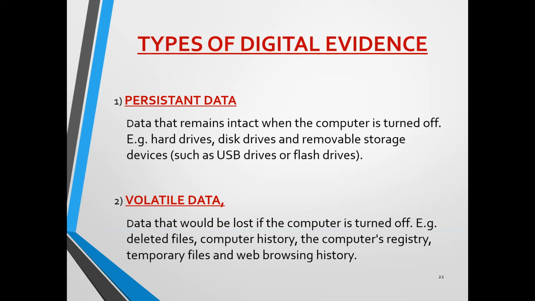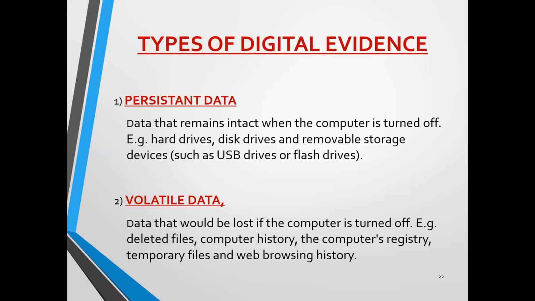That is persistent data. What about volatile data? Volatile data is that which is lost the moment power goes off. It is information still in transit, information of deleted files, of computer history, of computer registries, temporary files, information on web browsers. All these are part of volatile data.